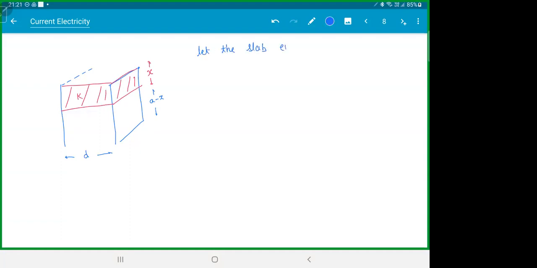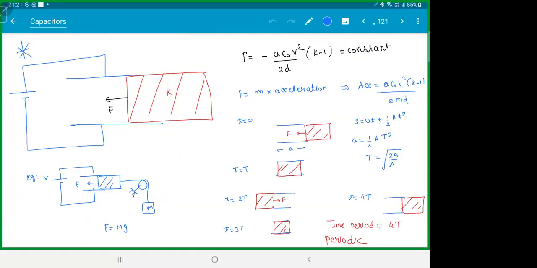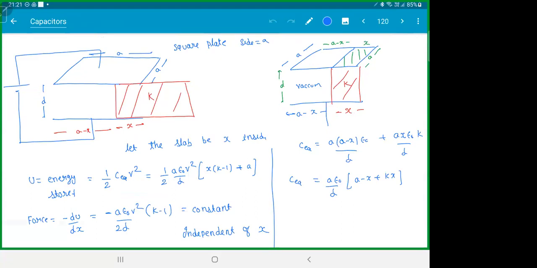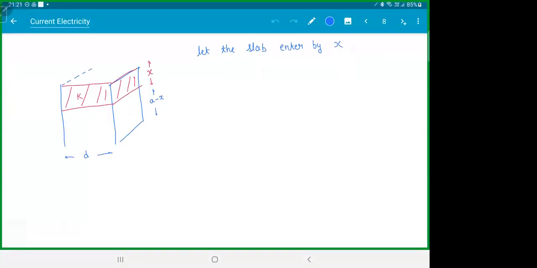Let the slab enter by X. Can you find the capacitance of this? We have done this in capacitors, if you remember. If you have revised the notes, you would have observed this. Didn't we do this? Same thing, no? X has entered inside. Remember this logic? It was the exact same question. Try, I'll give you a minute. Find C equivalent here as a function of X.